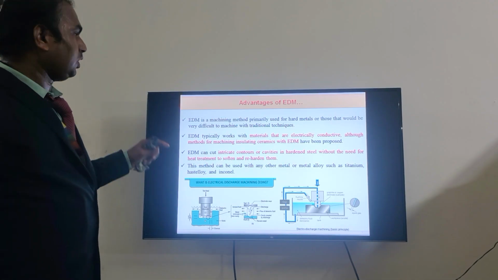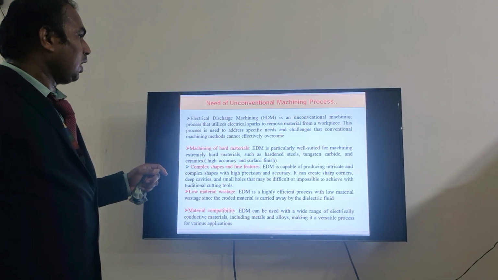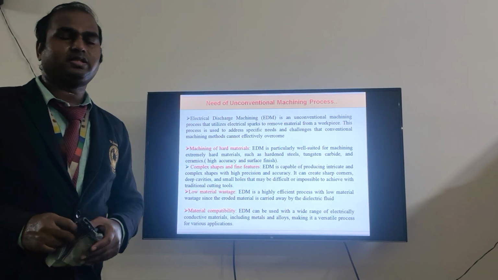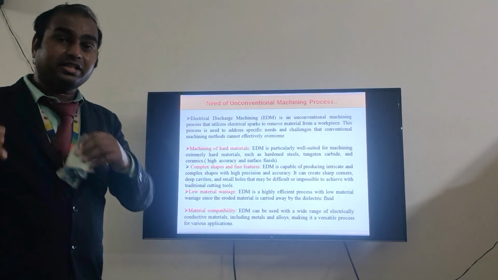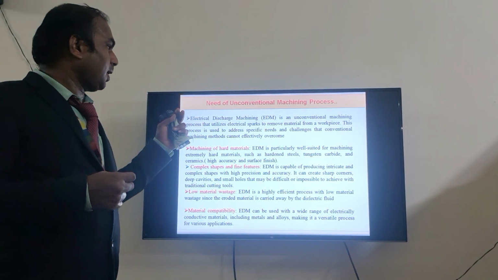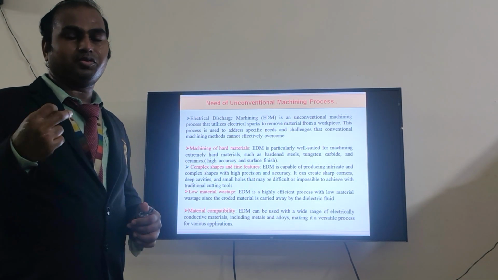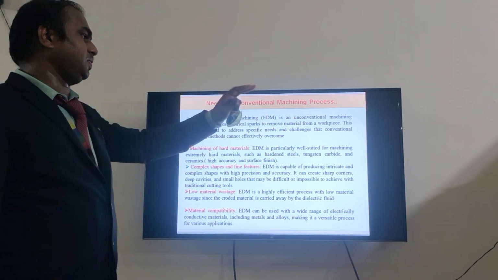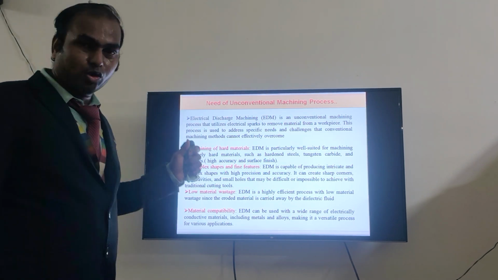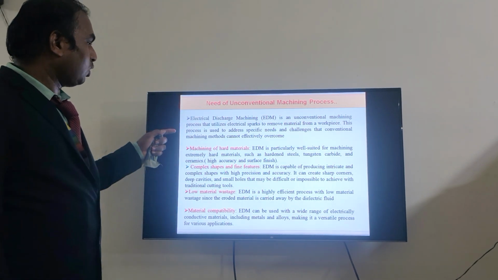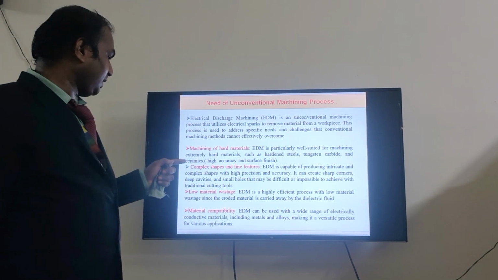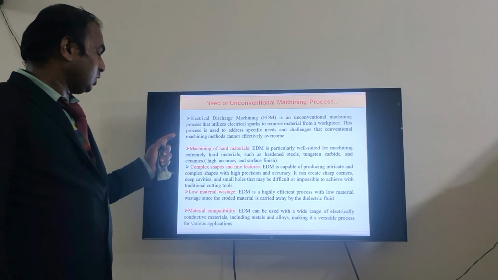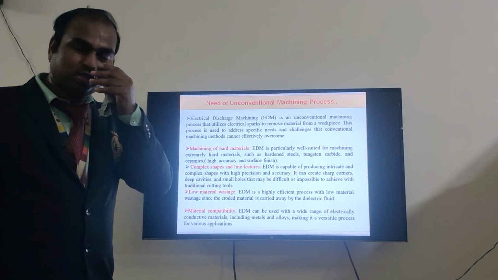Next slide, we are going to look at the need for unconventional machining processes. In day-to-day life, in previous methodologies, we used the traditional method. The unconventional method has no direct physical contact between the tool and the workpiece. Electrical discharge machining is an unconventional machining process that removes material from the workpiece. Its parameters include machining of hard materials, complex shapes and fine structures, low material wastage, and material compatibility. The most important thing is complex shapes and fine geometry.